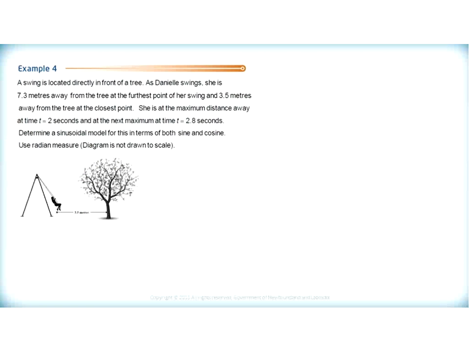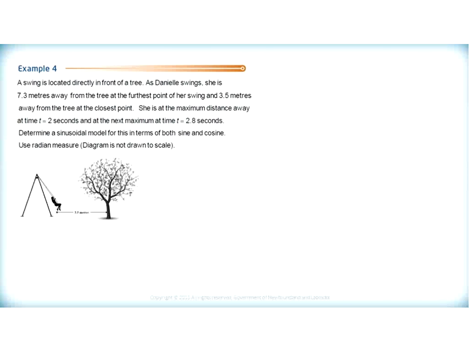In example 4, we have a swing located directly in front of a tree. As Danielle swings, she is 7.3 meters away from the tree at the furthest point of her swing, and 3.5 meters away from the tree at its closest point. She is at a maximum distance away at time t equals 2 seconds, and the next maximum at time equals 2.8 seconds. Determine a sinusoidal model for this in terms of both sine and cosine. And this time we are asked to use radian measure.